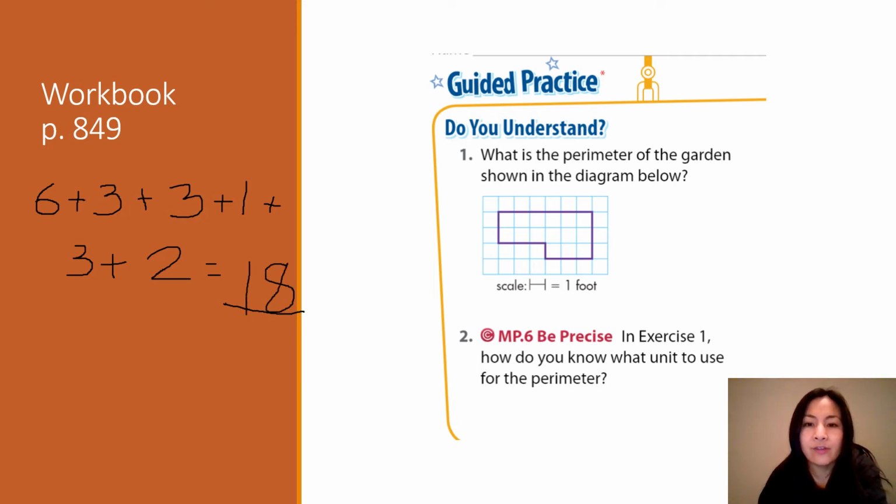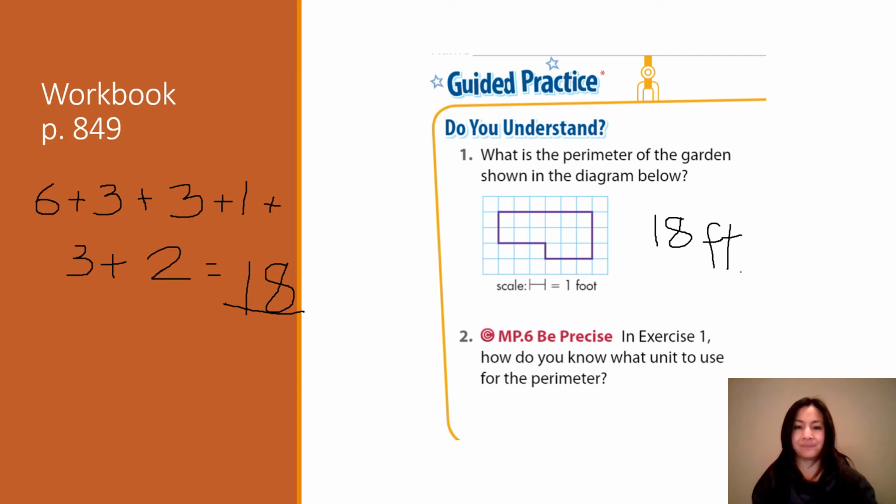All right, so our final answer here, what is the perimeter of the garden shown in the diagram below? It would be 18. And since the scale is showing it, each one of these unit segments is 1 foot, 18 feet. All right, it's hard to draw like this. 18 feet. Okay. Oh, I kind of answered the second problem there.